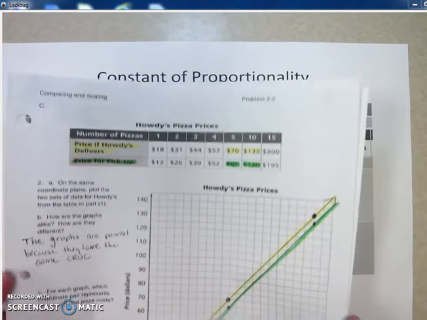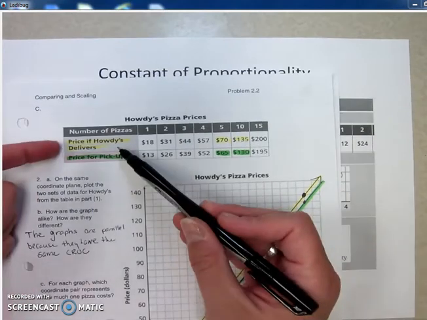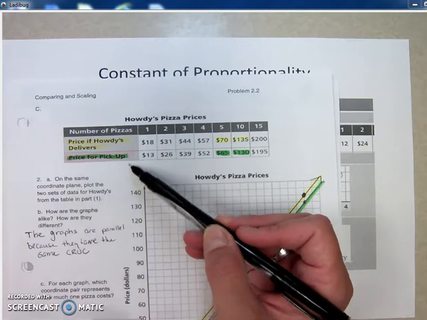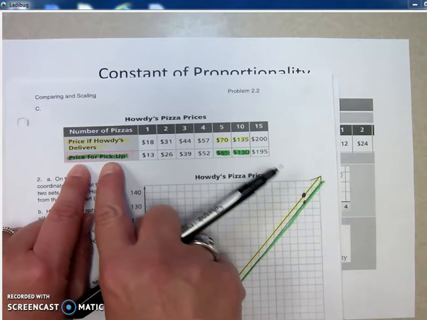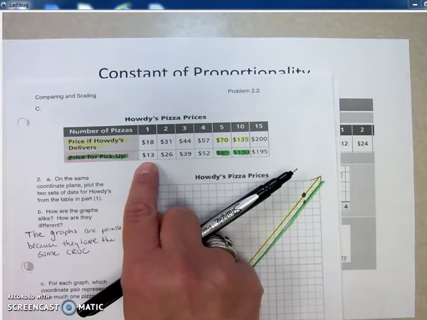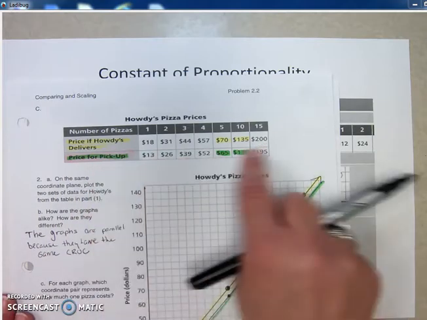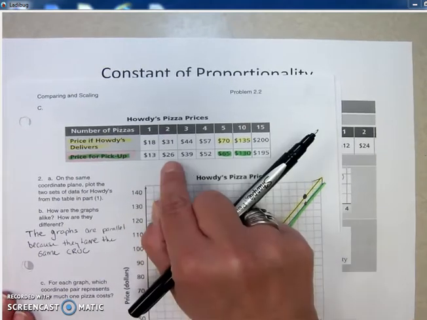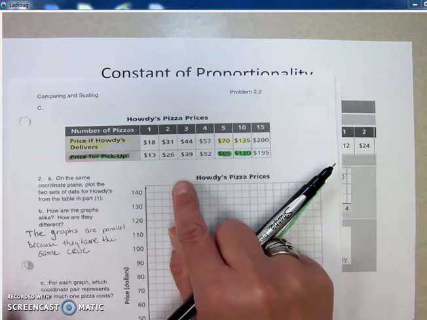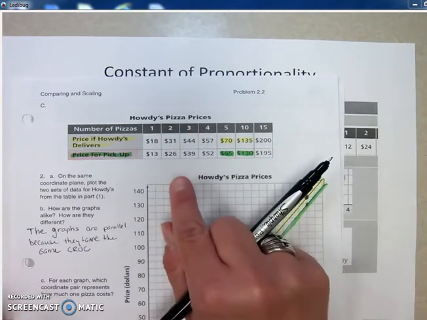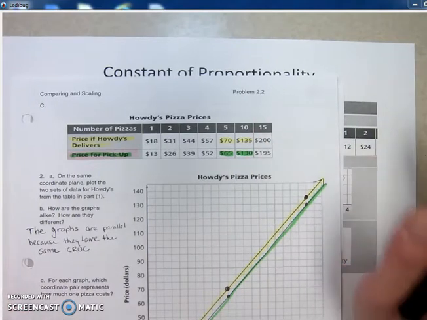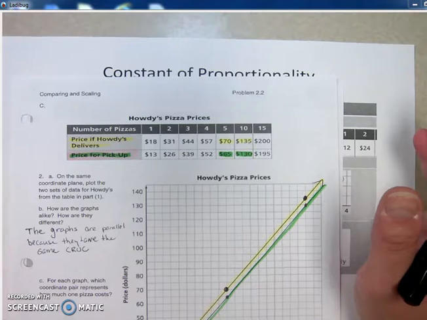If I'm looking at the Howie's Pizza problem, where if he delivers, they charge a $5 delivery fee, but typically they just charge $13 per pizza. If I start with this one, the one on the bottom, and I take the y values, the dependent variable, 13 divided by 1, I get 13. If I take 26 and divide it by 2, I still get 13. 39 divided by 3, 13. 130 divided by 10, 13. So I'm getting the same number every time when I divide the price by the number of pizzas. That means it's proportional.